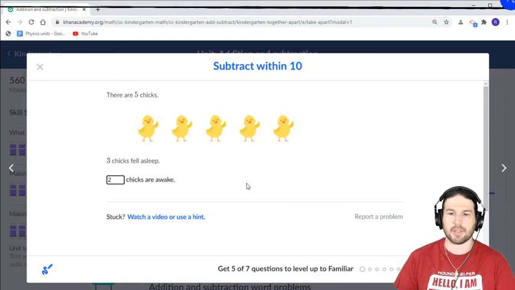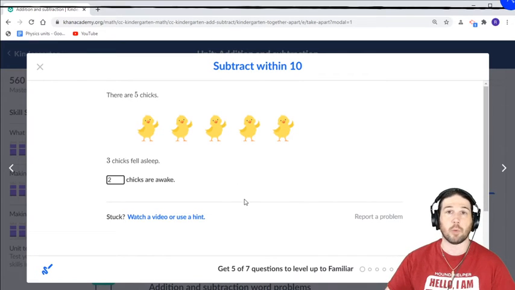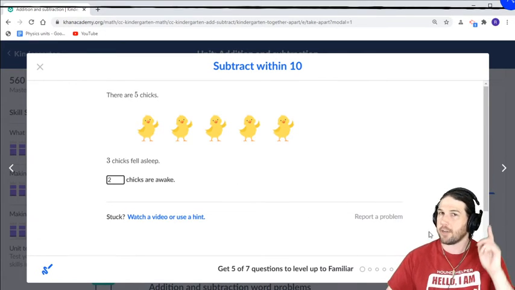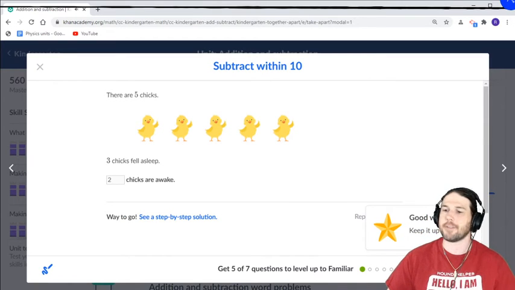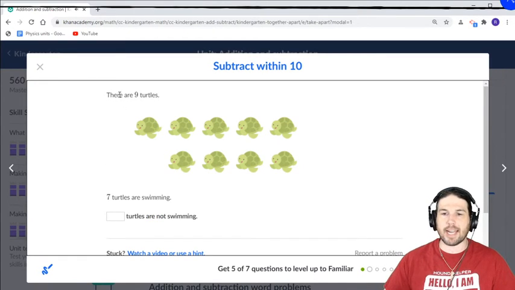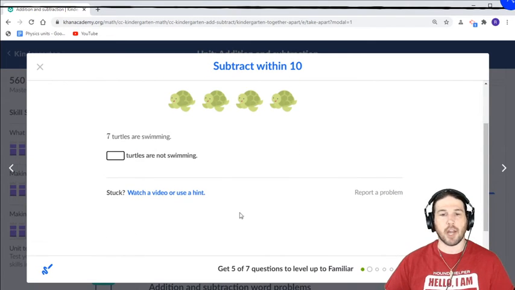And I noticed that my desktop volume was off. I have turned it back on, so we should hear that nice. Yes, very good. There are 9 turtles. 7 of them are swimming right now. How many of them are not swimming?